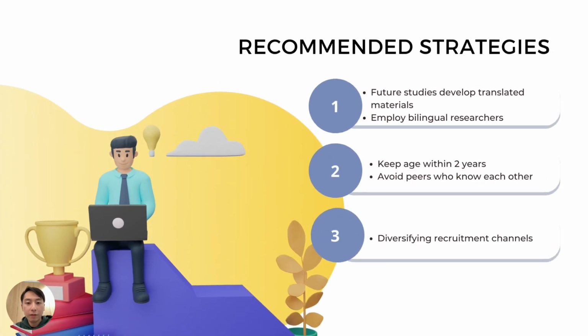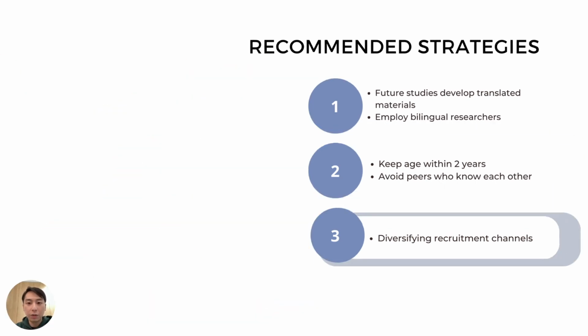So we recommend that, for the first, we should develop translated materials, not only in English, and we should employ a bilingual researcher to encourage people of different languages to join the focus group research. And also we should keep the age within 2 years for the teenagers focus group research and avoid peers who know each other in the same group. And lastly, we should diversify the recruitment channels.